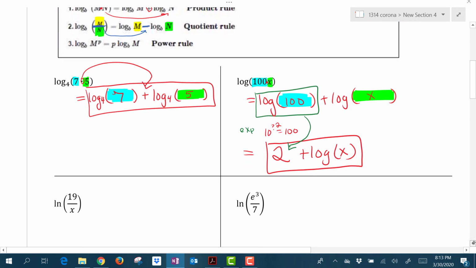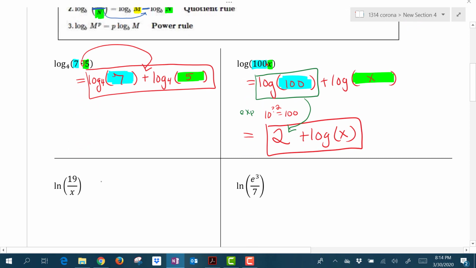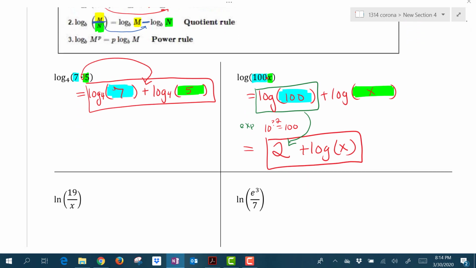Okay, I'm going to scoot down a little bit. Here I have the natural log of 19 divided by x. Okay, so since I'm dividing between two quantities inside of a single log, we're going to keep that same base, natural log. We're going to be subtracting, so flat line inside, flat line in between. Dividing leads to subtraction. Right, in the first log, we're going to put a 19.